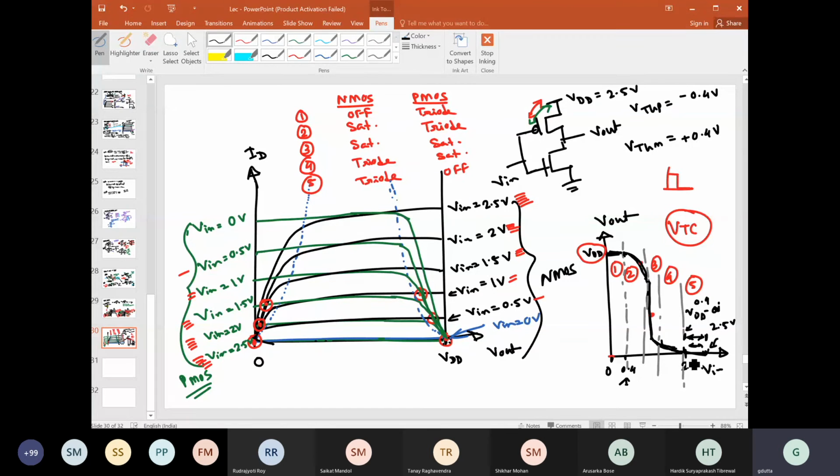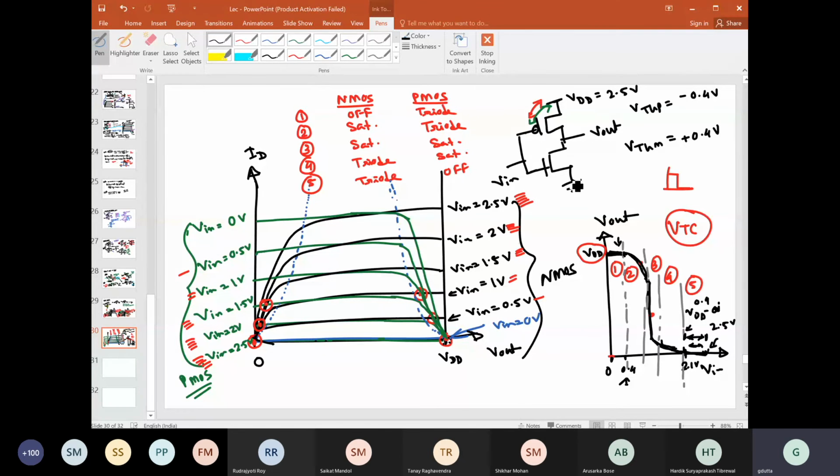We have also seen that when the transistors are operating in these regions, for example in this state or this state, there is no power dissipation, because either the NMOS or the PMOS is off. So there is no direct path from VDD to ground, hence no static power dissipation.